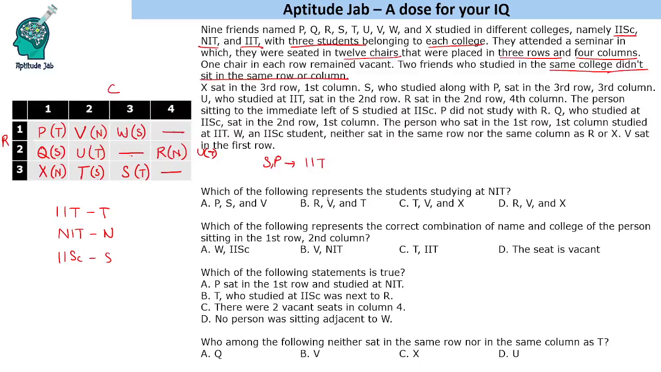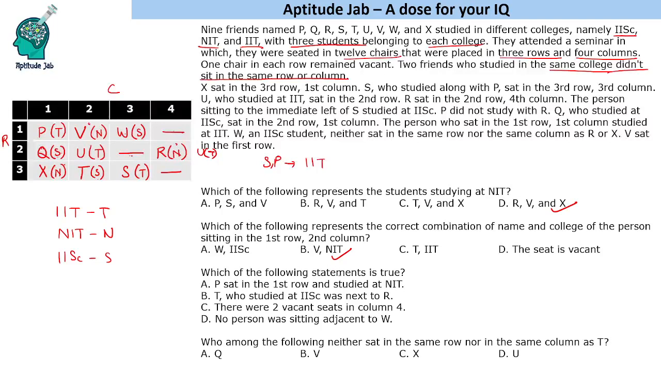Which of the following represents the student studying at NIT? So NIT we have V, we have R, and we have X. Which of the following represents the correct combination of name and college of the person sitting in the first row, second column? First row, second column, we have V from NIT.